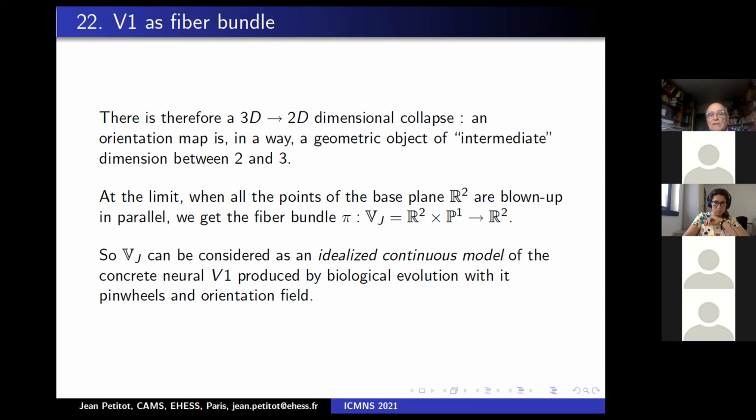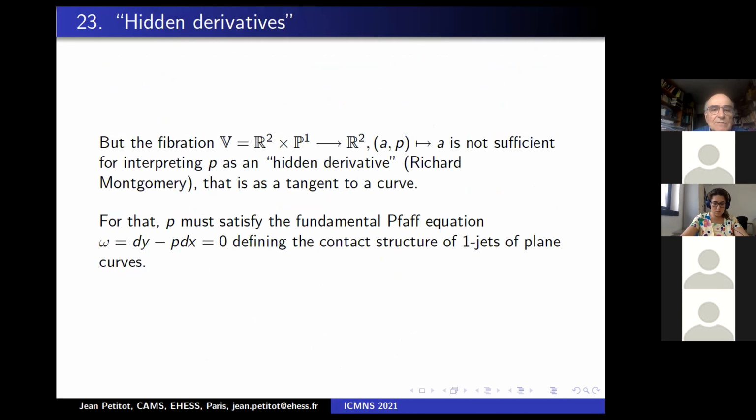And at the limit, when all the points of the base plane R2 are blown up in parallel, we get the fiber bundle VG, R2 cross P1 over R2. And so VG can be considered as an idealized continuous model of the concrete neural V1 produced by biological evolution, with its pinwheels and orientation fields.